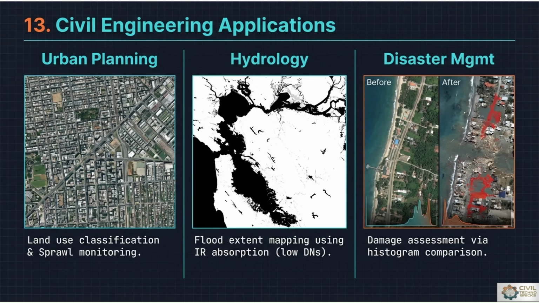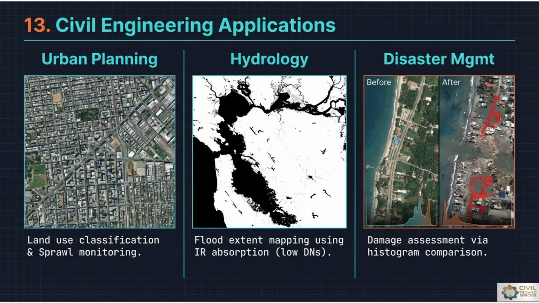What are the civil engineering applications? Digital images in remote sensing and GIS provide essential spatial information for analyzing, monitoring, and managing civil engineering projects through satellite and aerial imagery. From an urban planning point of view, digital image processing supports land use classification, urban growth analysis, and sprawl monitoring for efficient city and infrastructure planning.